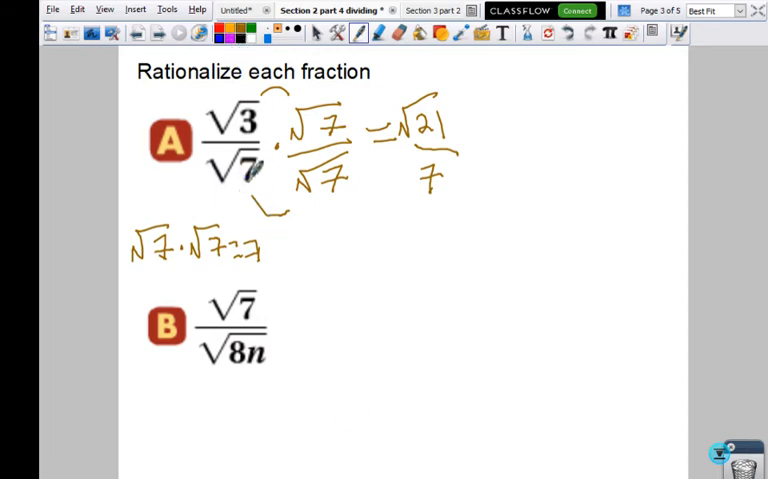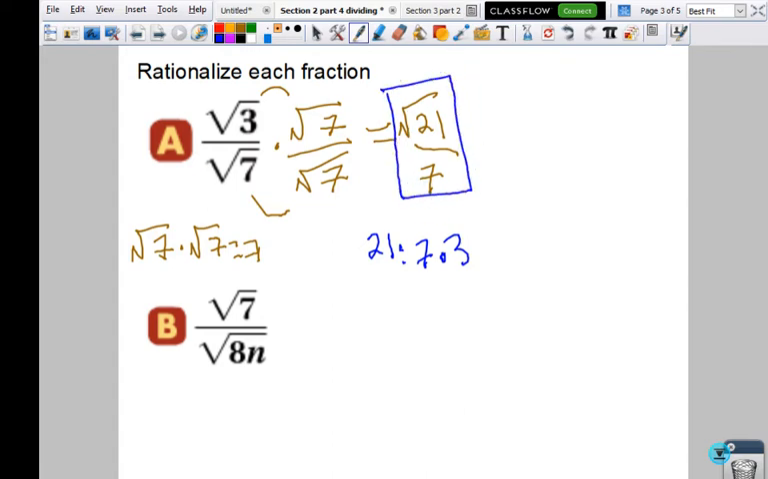Alright, so on the bottom, square root 7 times square root 7 is 7. On the top, square root 3 times square root 7 is square root of 21. And then we need to go through and simplify, but how can I split up 21? It's just 7 times 3, right? Does anything get kicked out on this one? No. Nothing gets kicked out, so I'm going to leave it like this as my final answer.